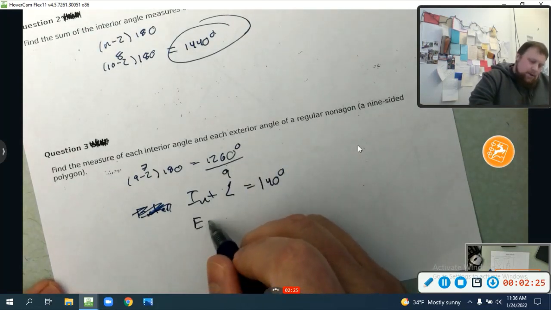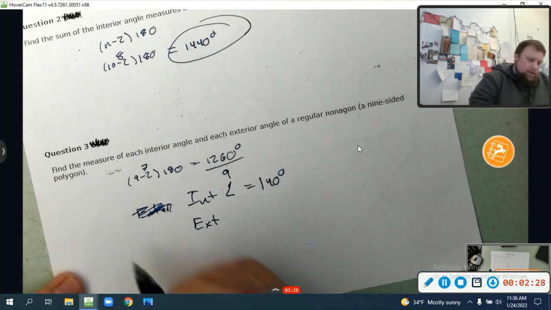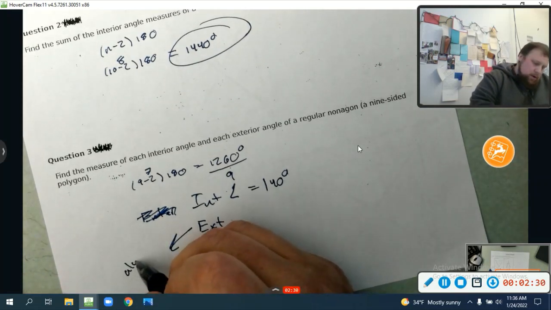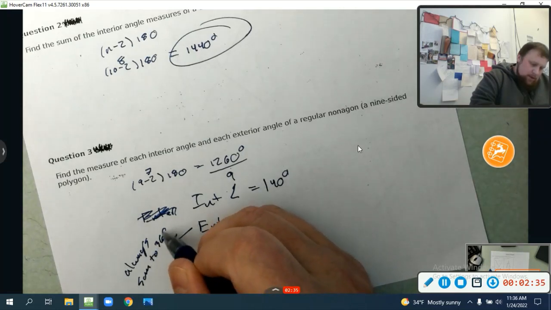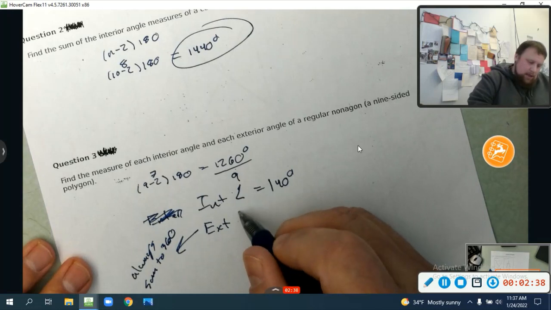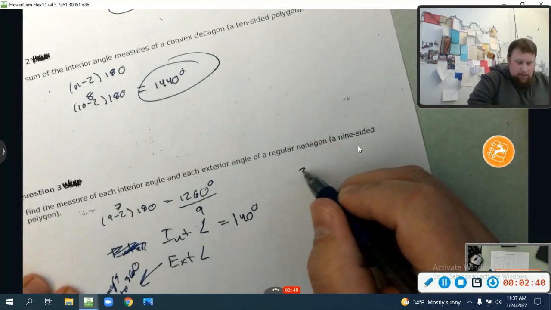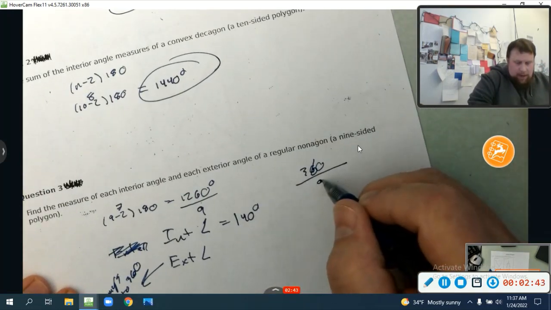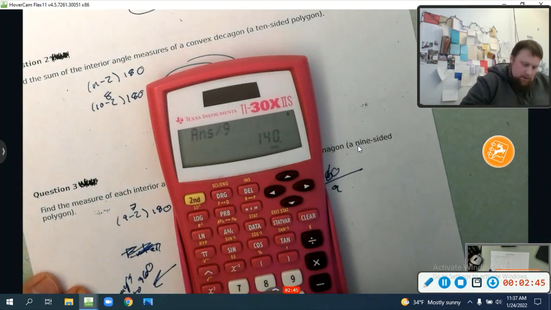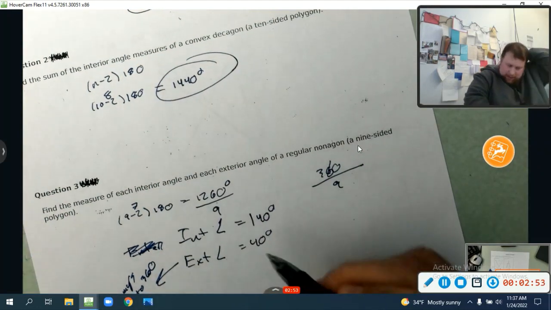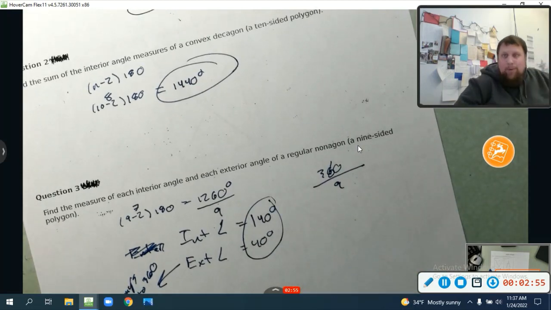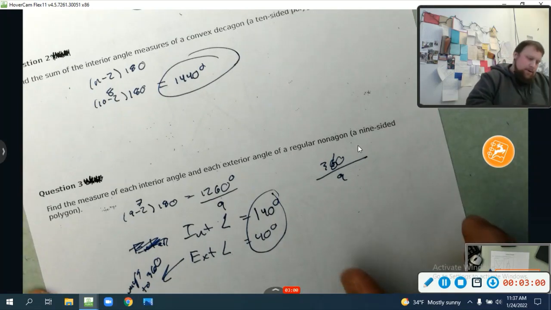The exterior angle is a little bit different. Remember, exterior angles always sum to 360. So the outside is always going to add up to 360, which means I'm just going to take 360 and divide it by 9 because there's 9 exterior angles. 360 divided by 9, I get 40 degrees each. So those equal 40 degrees. Which makes sense because these two, by the way, should sum to 180, people. So look at that. How about that for making it even easier?